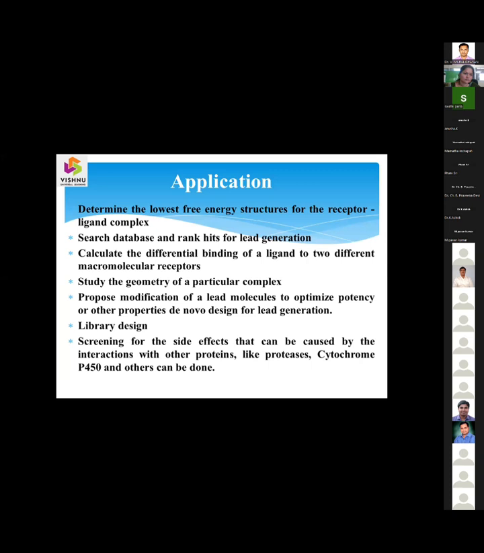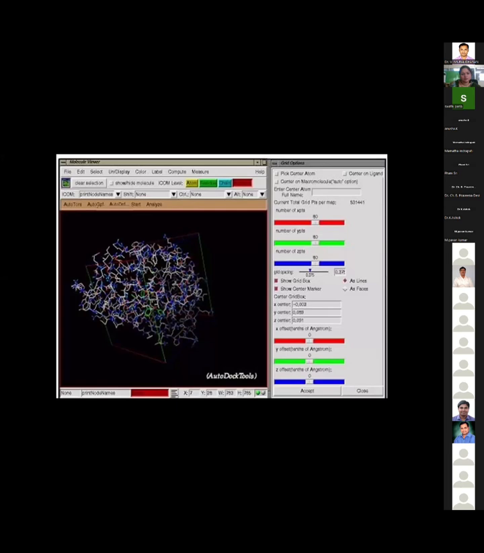So these are the applications. Here also you can see.